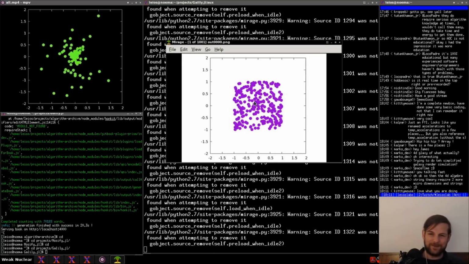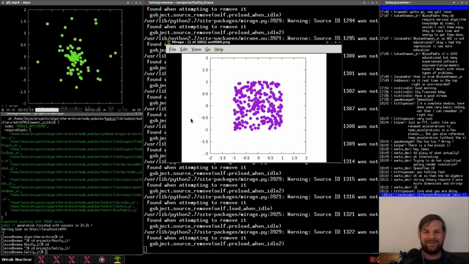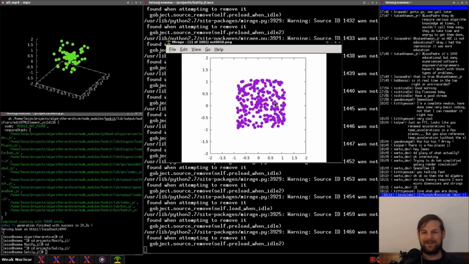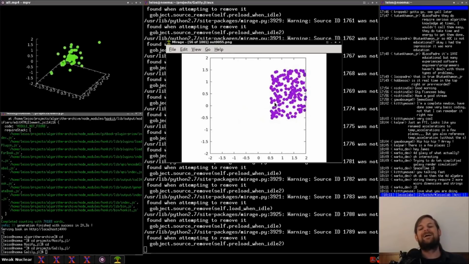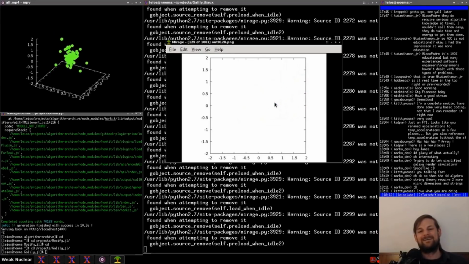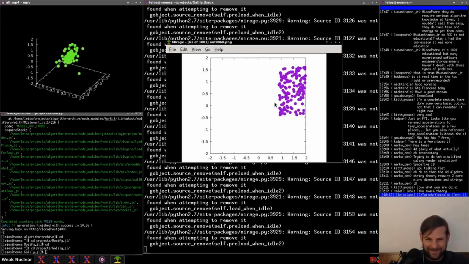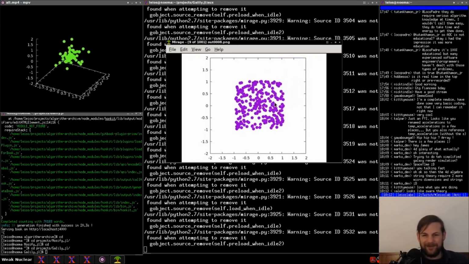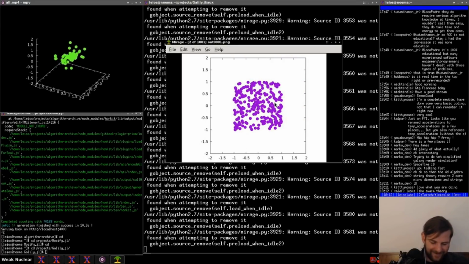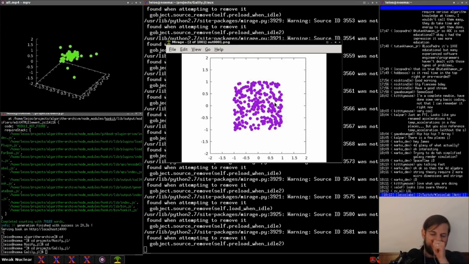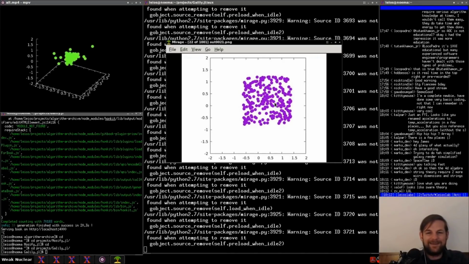We were expecting to see what we see in the upper left. And instead, they all just kind of run away. Oh no. Oh, there they go.